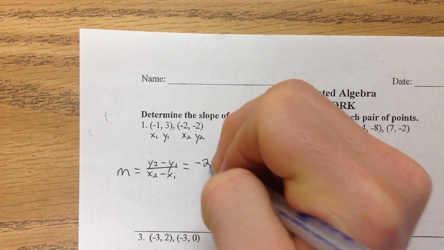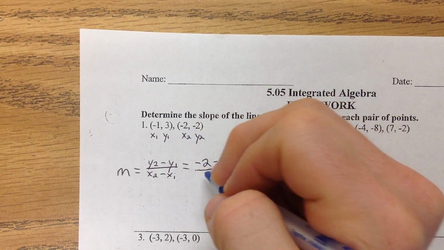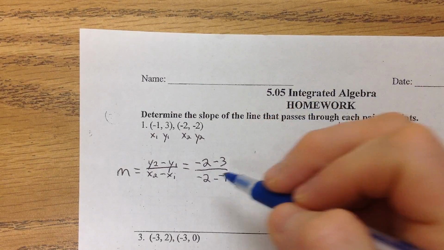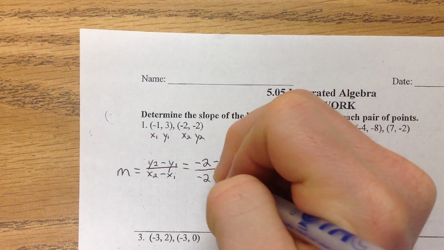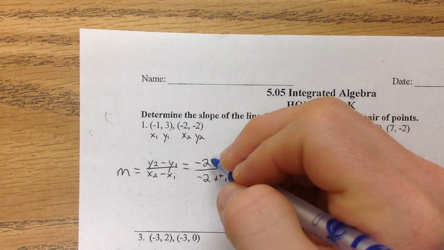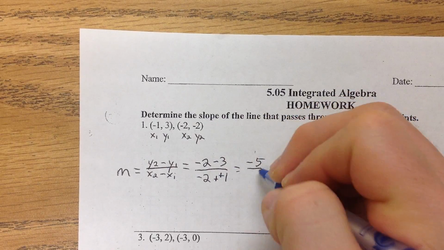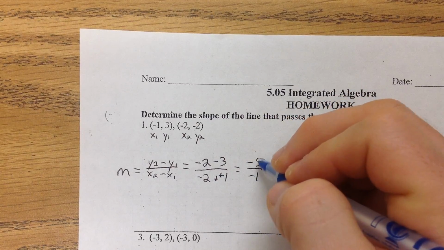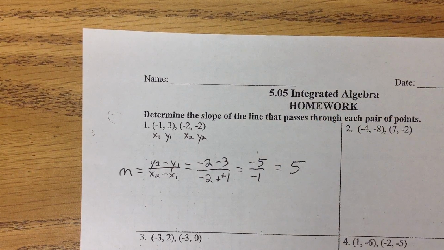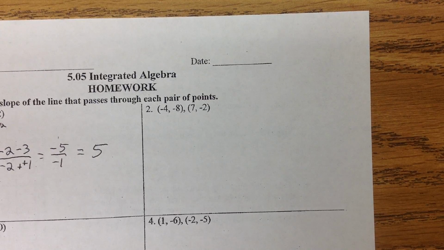So this is going to be negative 2 minus 3 over negative 2 minus a negative 1. Now, when we have minus a negative, that basically just turns into a positive. So in this case, we've got negative 2 minus 3, which is negative 5. Negative 2 plus 1 is negative 1. So negative 5 divided by negative 1 is just a positive 5. All right, and then it's just kind of repeating that for the next three problems.